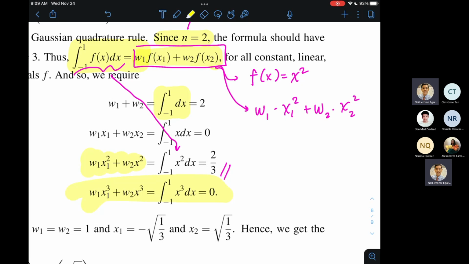Now, our problem now is how to solve this system of nonlinear equations. So yun yung challenge. Mahirap na siya gawin by hand.